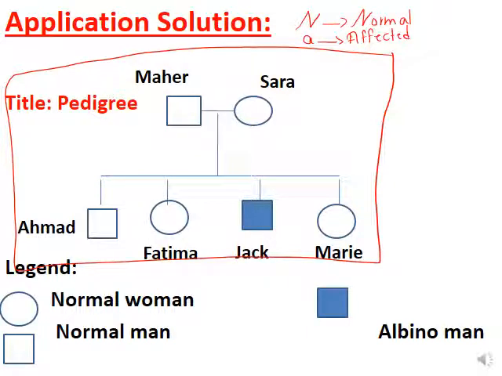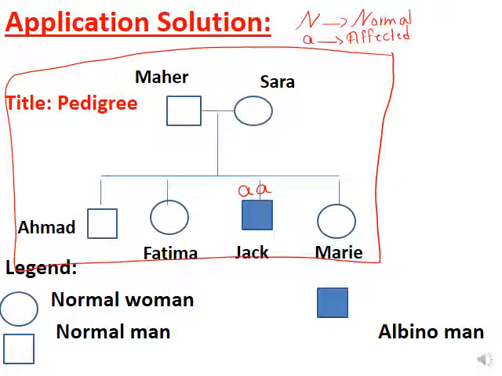Okay, so first, Jack is affected. So the genotype should be A small, A small. We don't have another chance, since the allele of the disease is recessive, and it should be in the homozygous state. Maher and Sarah, they are normal, as well as Ahmad, Fatima, and Mary.